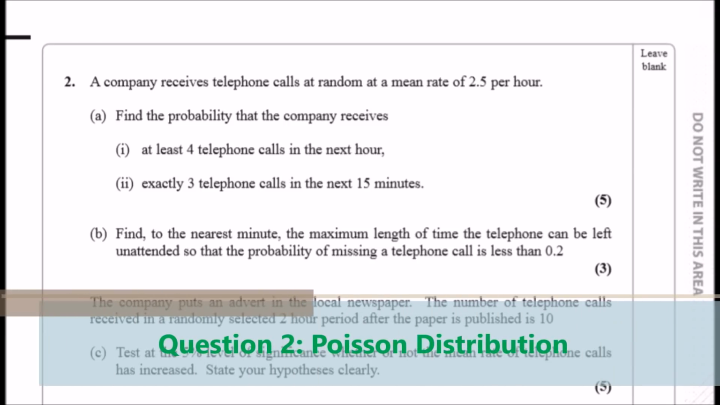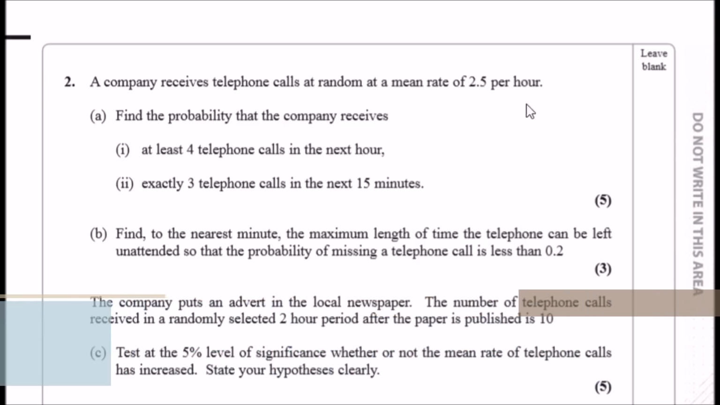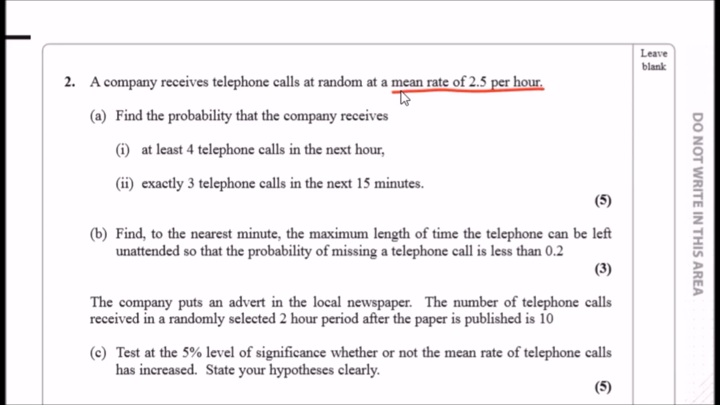So a company receives telephone calls at random at a mean rate of 2.5 per hour. Okay, first things first, what distribution are we using? In this case, we're finding the mean rate, so this can only mean the Poisson, because the Poisson distribution only works with lambda, which represents the mean rate. So lambda here is 2.5, and this is per hour. That's very important to note.